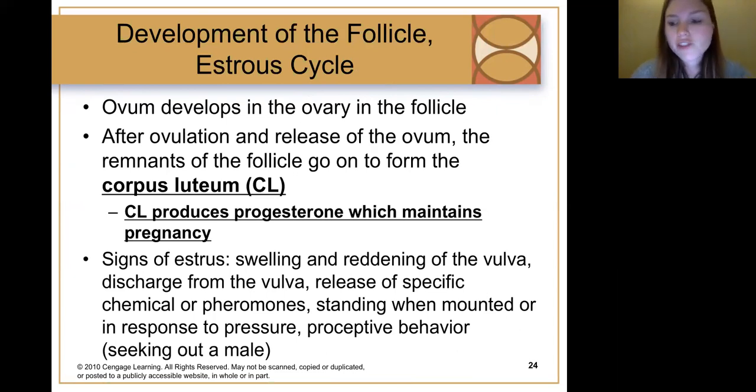So signs of estrus, which we've mentioned a little bit before in previous lectures, would be swelling and reddening of the vulva, discharge, release of pheromones or specific chemicals, standing when mounted or in response to pressure, and perceptive behavior, so seeking out a male.